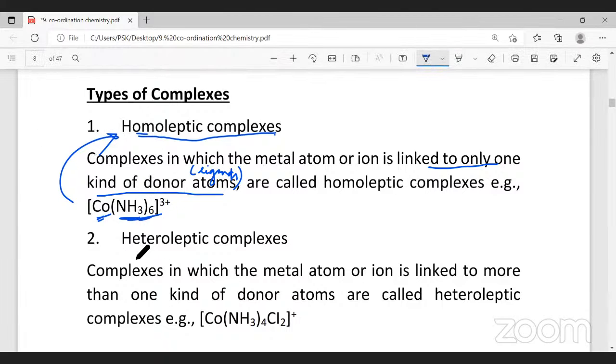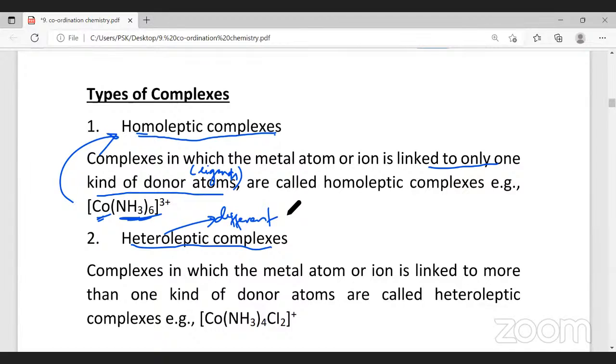Yes, sir. The next is heteroleptic complex. What do you mean by hetero? Hetero means different. Complexes having different ligands are called heteroleptic complexes. Now look at this complex here, Co(NH3)4Cl2. Co is a metal, ammonia is a ligand and chlorine is also a ligand. So this metal is bonded with 2 different ligands. When the metal is bonded with 2 different ligands, they are called heteroleptic complexes.